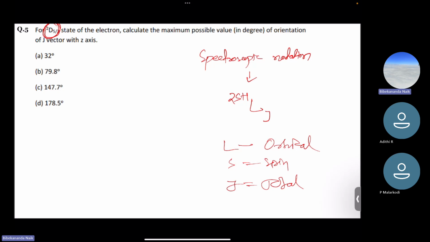If you see the question, the spectroscopic notation is given as 2D 5 by 2, isn't it? So can anyone tell me what are the values of L, J, and S in this case?